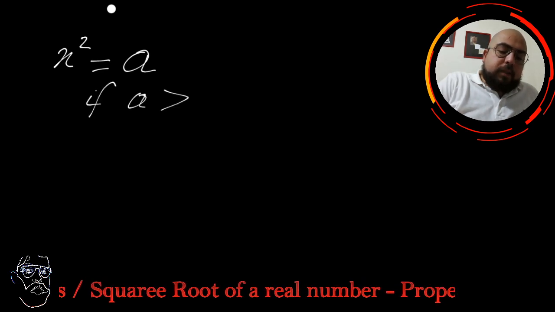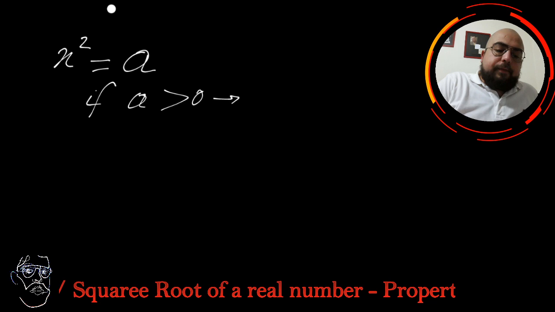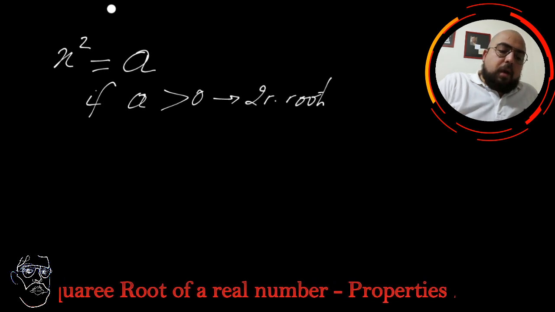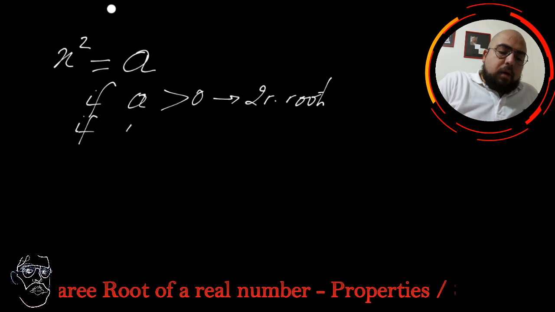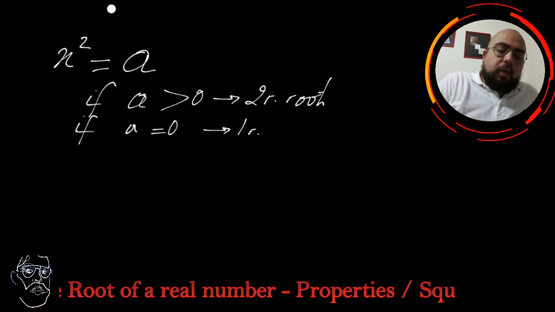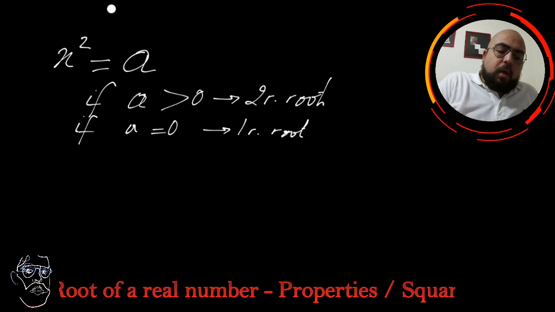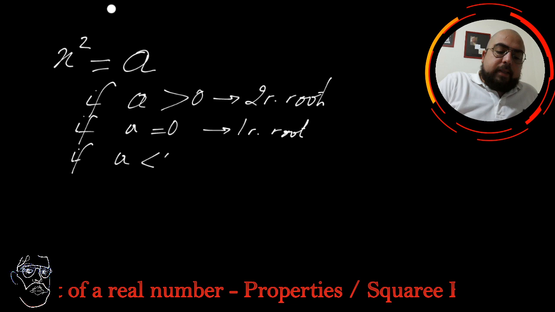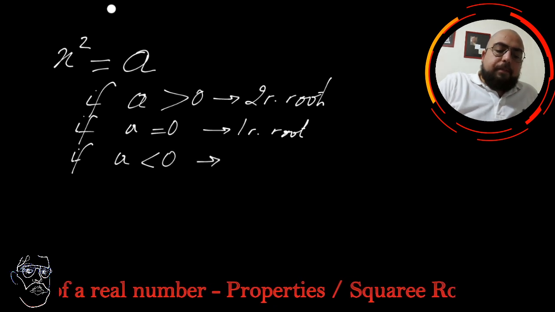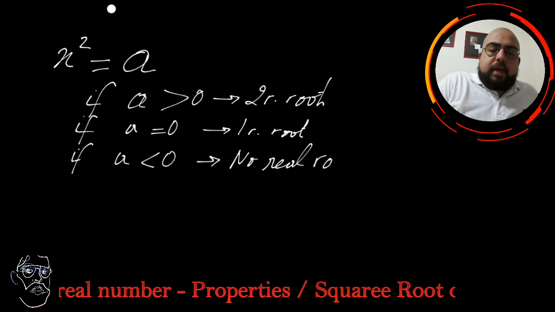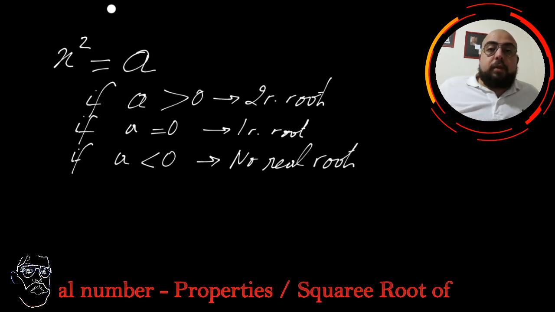If a is positive, I will have 2 real roots. If a is equal to 0, I will have 1 real root. And if a is negative, I will have no real roots. What do I understand by this part?